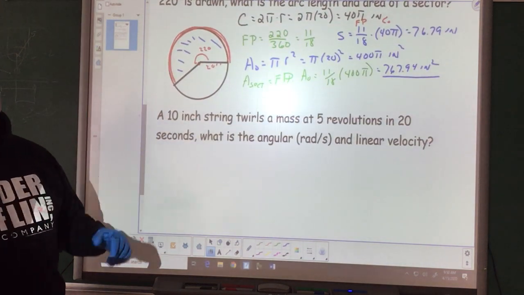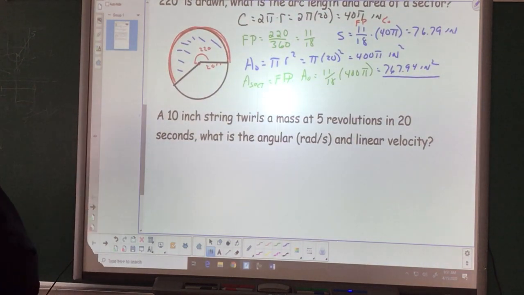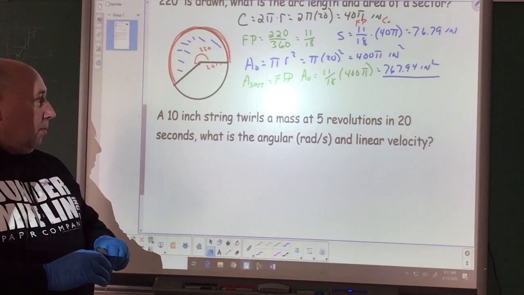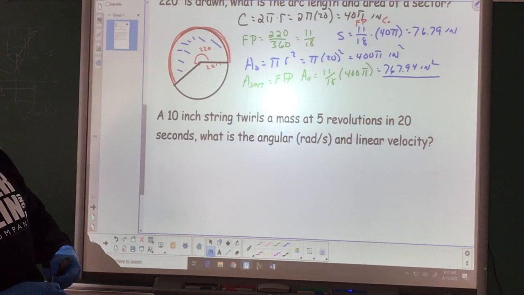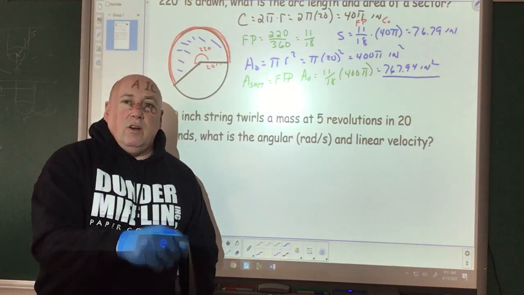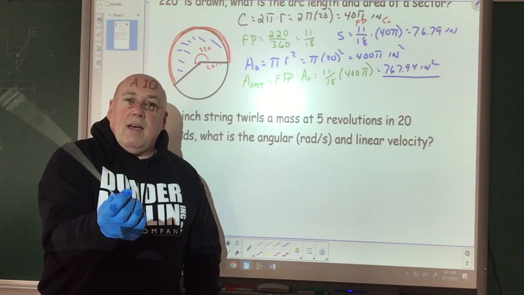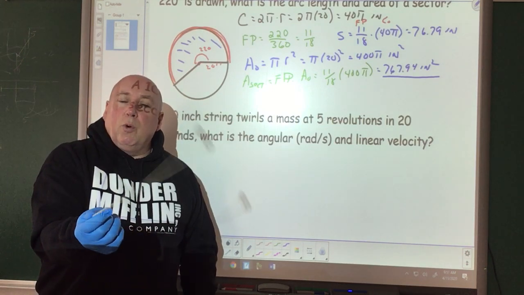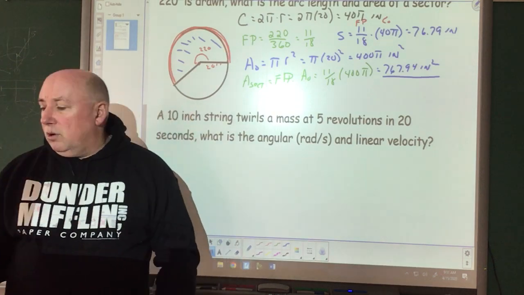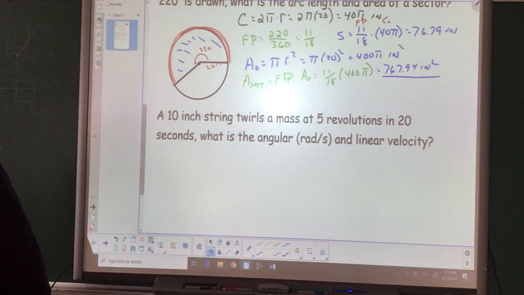Last one, a 10-inch string. A 10-inch string is used to swirl a mass at 5 revolutions in 20 seconds. So basically what you have here is you have a string and you have a mass, and you're twirling this mass around at 5 revolutions in 20 seconds.